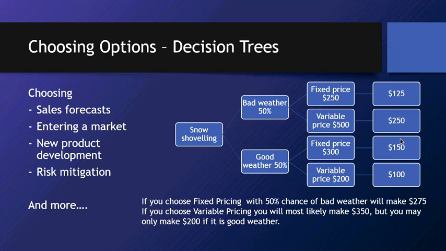So the next one is decision trees. This one's great for projecting sales forecasts, maybe entering a new marketplace, new product development, and risk mitigation. So basically making a decision that could mitigate your risk.